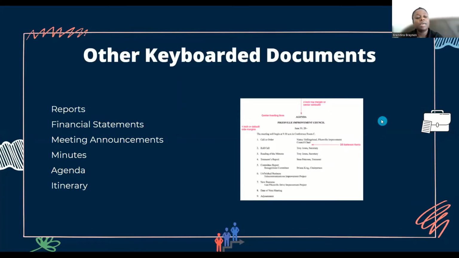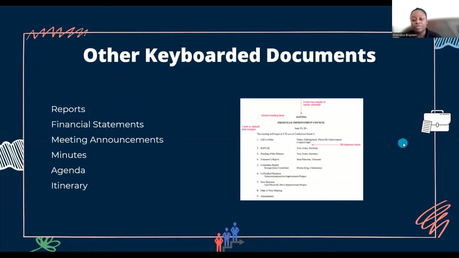There are some other keyboarded documents that need to be briefly discussed. We don't go into too much detail about them, but they're important to know. And so there are things like reports. Well, we talked about reports. There are things like financial statements, which are normally documented through a computer, meeting announcements, minutes, agendas, and itinerary. We cover minutes, agendas, itinerary, meeting announcements, and other categories.